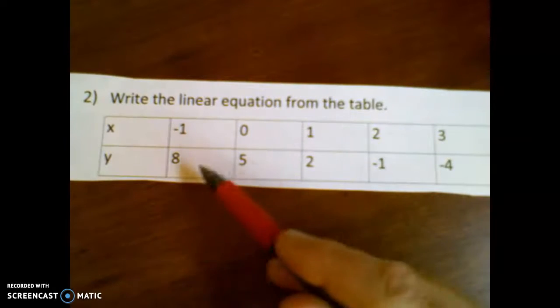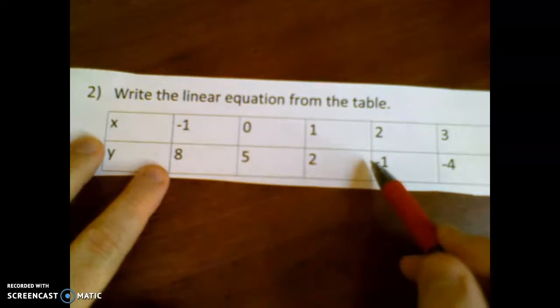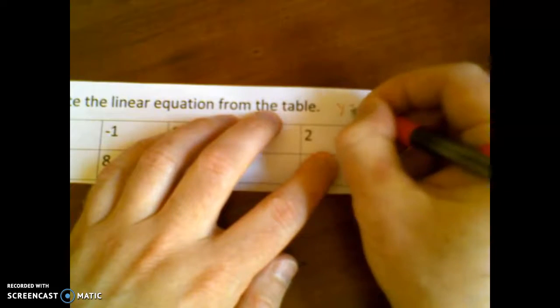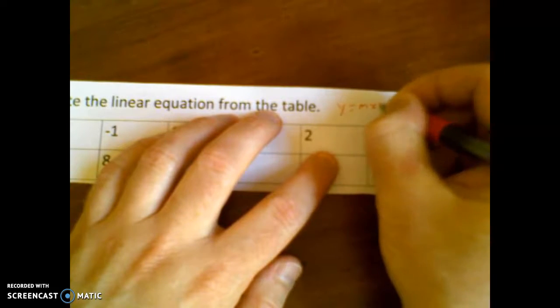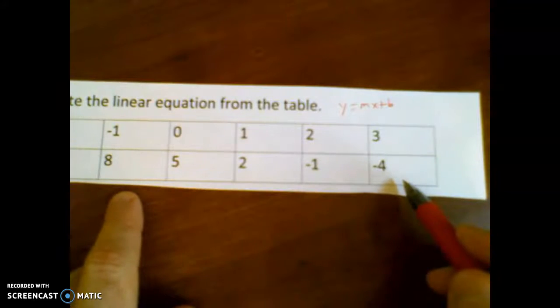Number 2 is asking for the linear equation. So here, the first difference is going to be the same. It goes down by 3, down by 3, down by 3, down by 3. That's what makes it linear. And the form of a linear equation, y equals m times x plus b, where the value of m is that first difference, the pattern.